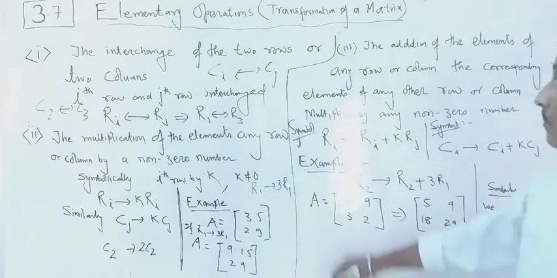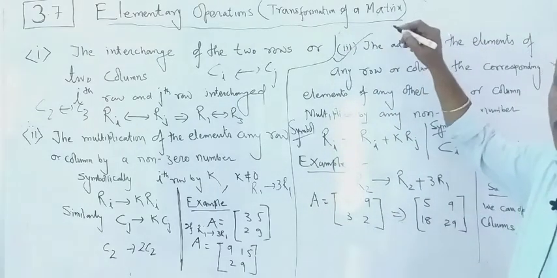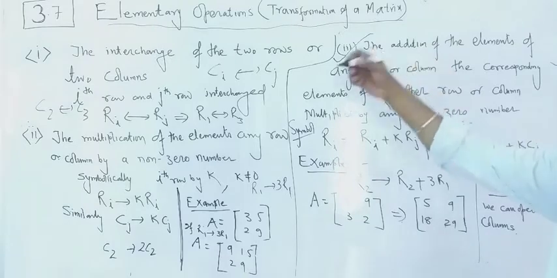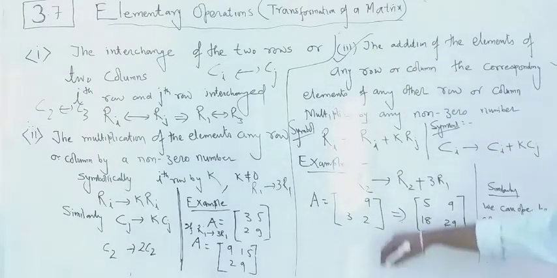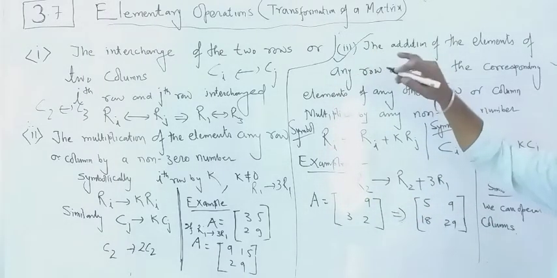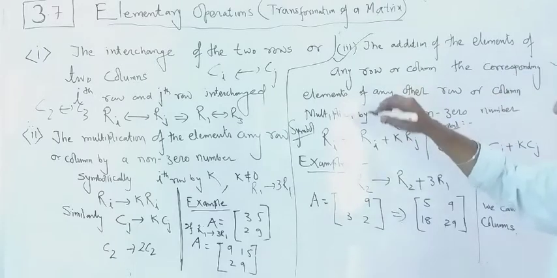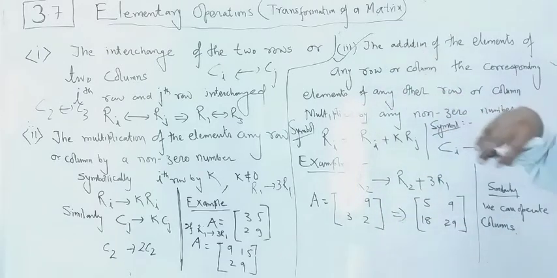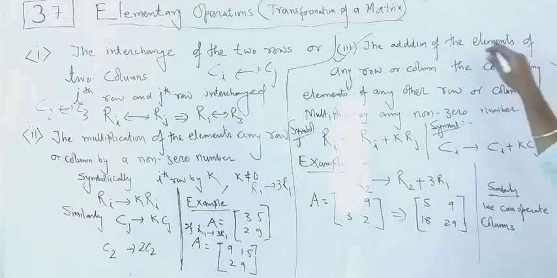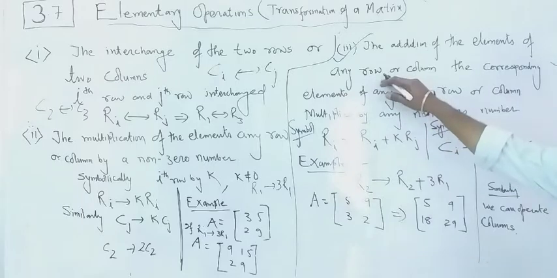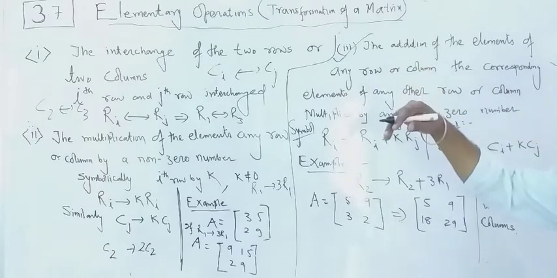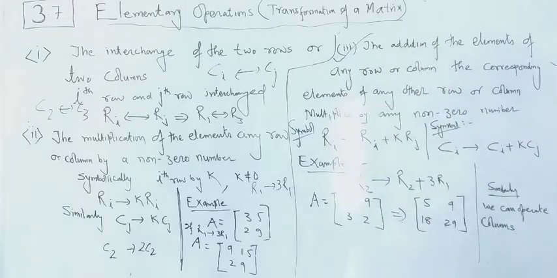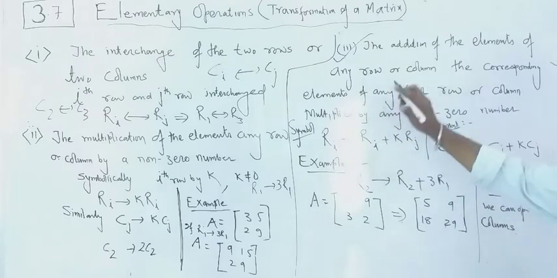The third and the most important operation is going to be very useful in this chapter again and in the coming chapter. The statement is very long, but when you utilize it, you will become familiar with it. What the statement says is the addition of the elements of any row: suppose in any question you require to add the elements of any row to some other row, not only addition.